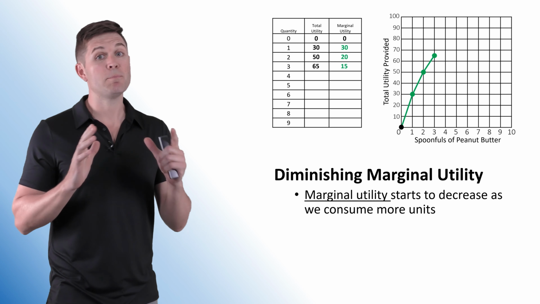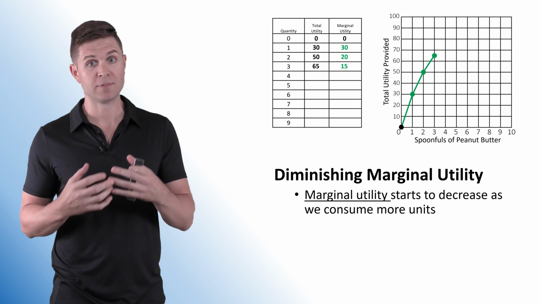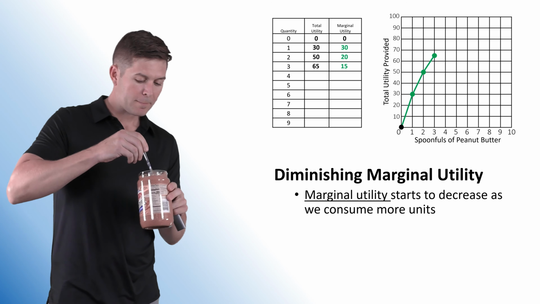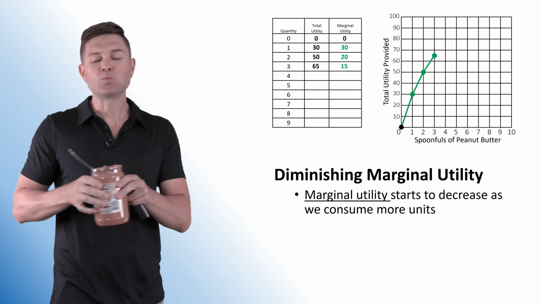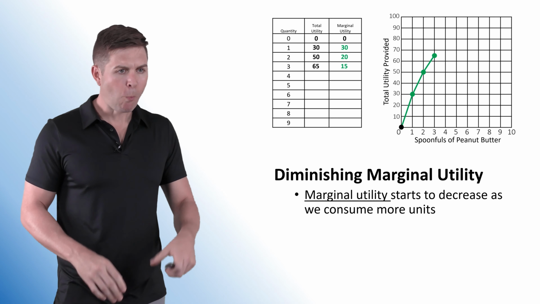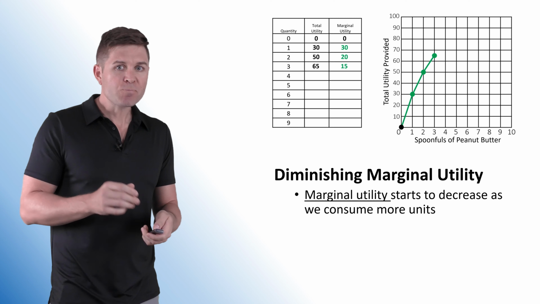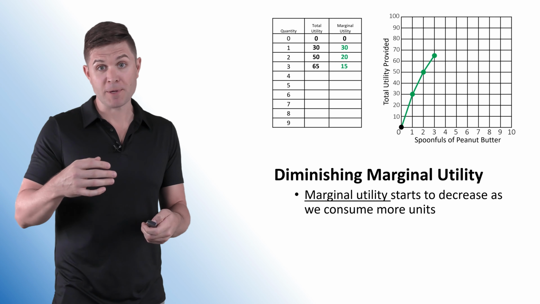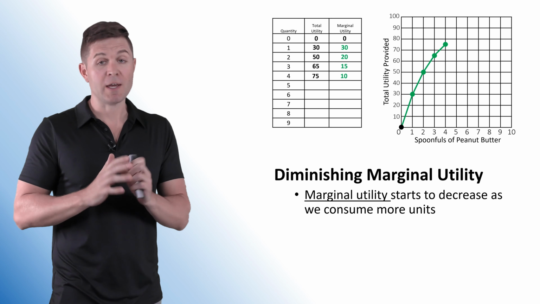All right, now on to diminishing marginal utility. This is a concept that we're seeing happen as I am consuming more and more peanut butter. So let's have one more bite real quick. It's still good, but it's a lot of peanut butter to be eaten. So in this case, I'm going to give that one 10 utils.